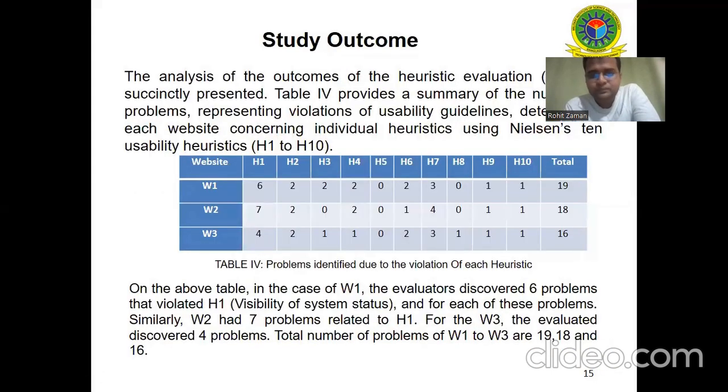Okay, so this is the summary based on the identified problems. Website one violates H1, that means the first heuristic, and this type of problem was found 6 times. And there are two problems that can be found on website one violating H2. So this is the total summary, and as you can see, website one has 19 problems total, website 2 has 18, and website 3 has 60. That means maximum problems, as you can see, on website 1.